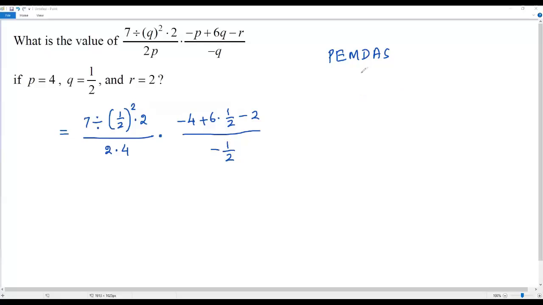Okay, let's look at the expression over here. First we have to do the exponent because we don't find parentheses in our expression. So we look at the exponent because we have E in PEMDAS. So the next step is E. We have an exponent over here, so we have to evaluate this one first. Let me do it. 7 divided by, when I evaluate this, 1 over 2 the whole square, this is a common exponent for 1 and 2, I mean for the numerator and denominator.